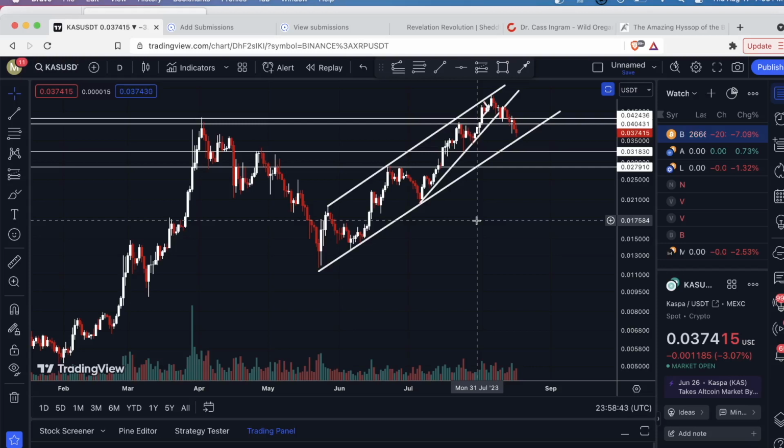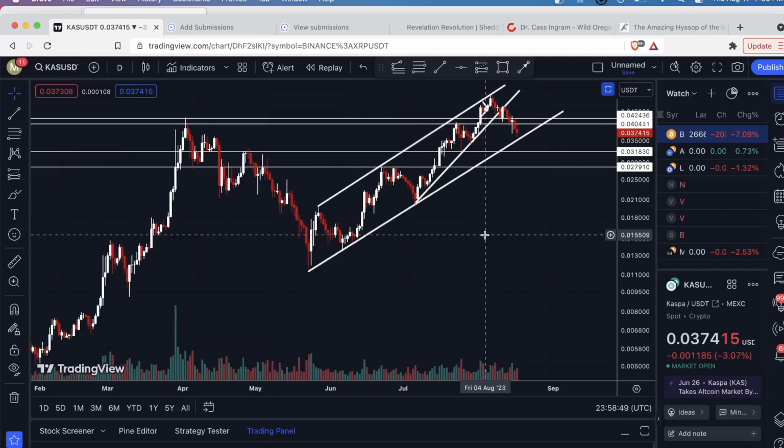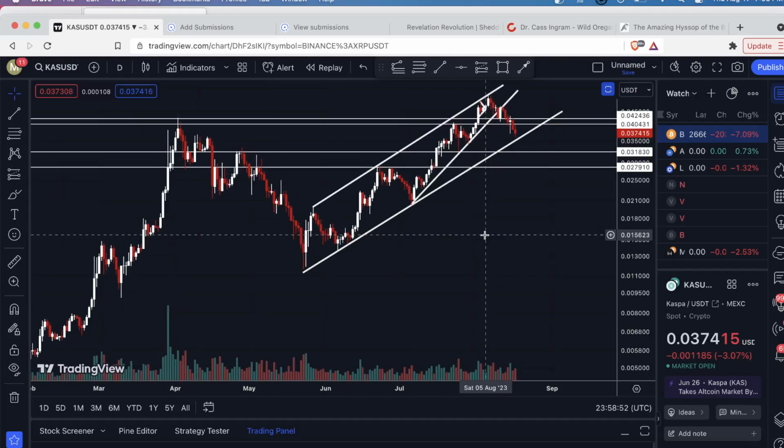Hey guys, it's been a while since I took a look at Kaspa. Ticker for this is KAS, and I'm currently on the daily time frame. Okay, so in the last video, I basically said that if you want to trade this asset, these are the lines you should draw in your chart.